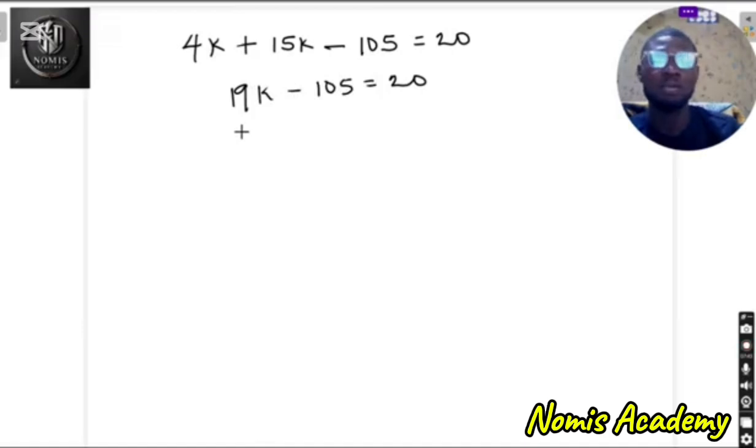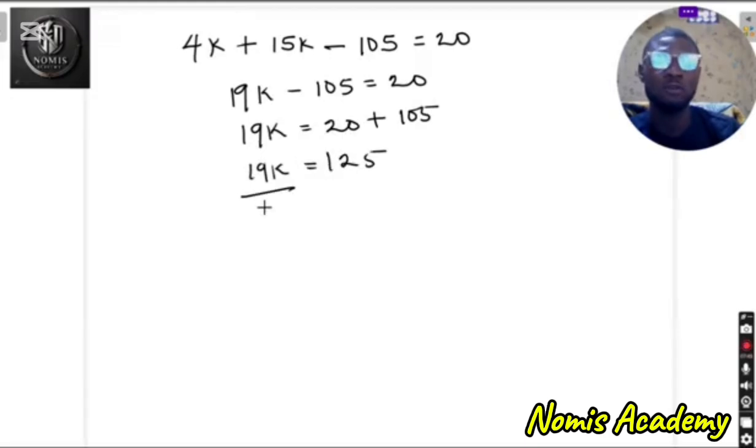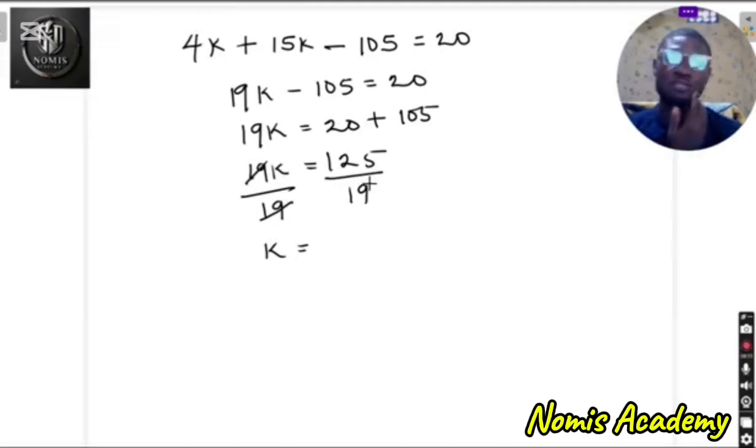So I'll just make 19k the subject of the formula, equals to 20 plus 105. So 19k is equal to 125. So I'll divide both sides by 19 so that I can make k the subject of the formula. So now that k is the subject of the formula, can we divide 125 by 19? So what do you get?